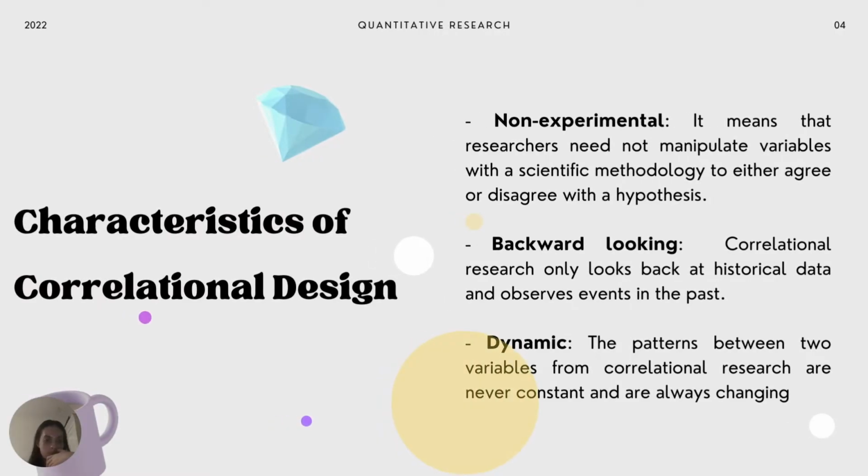So there are a couple of characteristics of the correlational design. First one is non-experimental, meaning the researchers do not need to manipulate variables with a scientific methodology to either agree or disagree with a hypothesis. The second one is backward-looking, in which the researcher only looks back at historical data and observes events that are in the past. And lastly, being dynamic, in which the patterns between two variables from correlational research are never constant and are always changing.